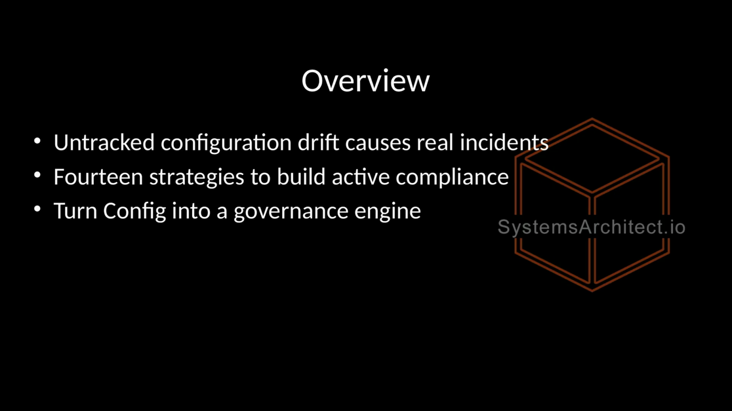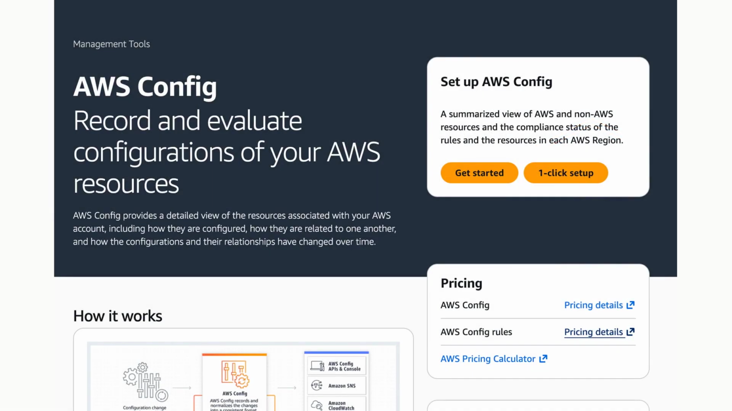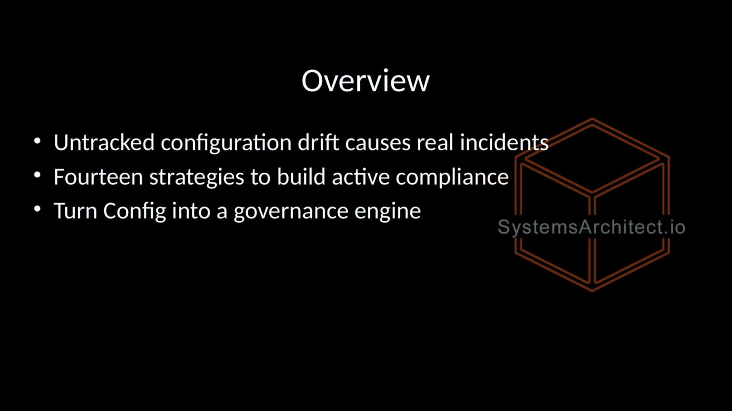Untracked configuration drift is how small misconfigurations turn into real incidents, and AWS Config is the service built to catch it before that happens. Get these 14 strategies right, and you turn Config from a passive record keeper into an active compliance and governance engine across your entire AWS footprint.